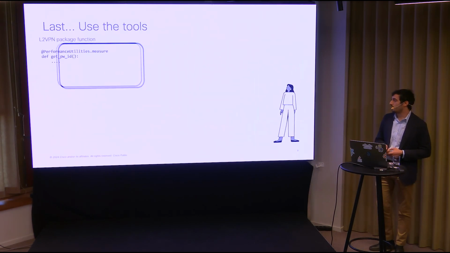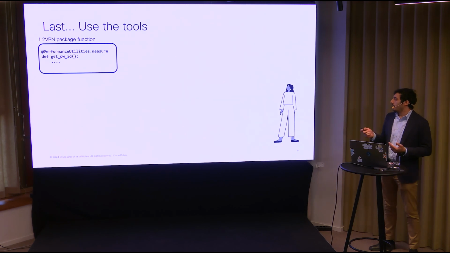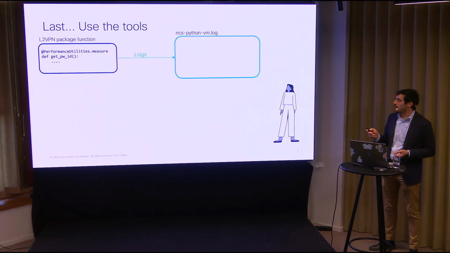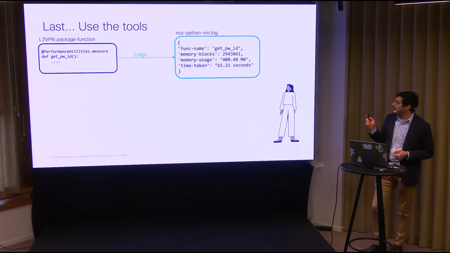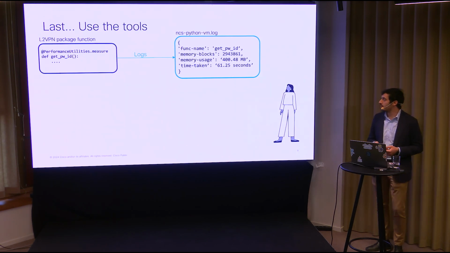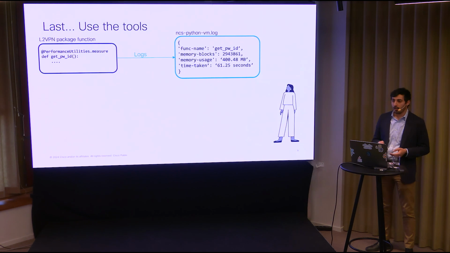Now we have the tools, we need to use the tools. So Emma decorated some of her functions, and in particular one, get_pivot_id. This function logged an interesting profile. The function is get_pivot_id, as I said, and memory usage was 400 megabytes, and time taken for execution was 61 seconds.